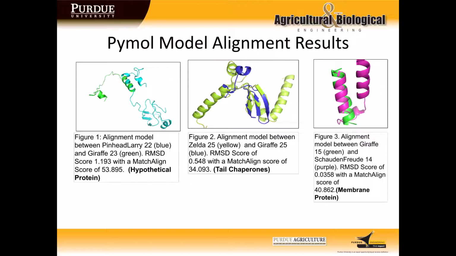And lastly, we looked at the alignment of Draft 15 with Schadenfreude 14 in Figure 3, which have both been annotated as membrane proteins. Both of these sets of superimposition scores had lower match-align scores and below 1 RMSD scores than Figure 1, suggesting better alignment than the set of hypothetical proteins and higher conservation between them. The no-known function proteins had the least conservation between them, as expected from the mutation analysis.